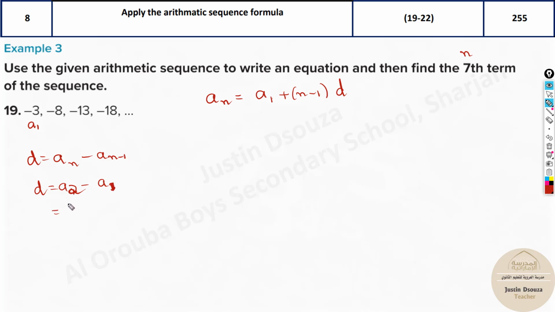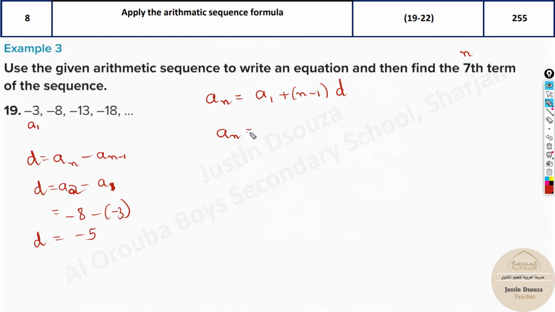Now, what will be the substitution? Over here, it will be minus 8 minus of minus 3. You can put this in a calculator and solve. Oh, it's very straightforward. Minus minus becomes plus, so it will be minus 5 here. So this is the d value. You got a1. Substitute in this formula.